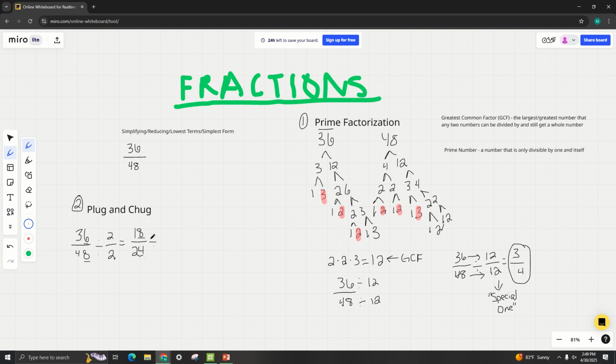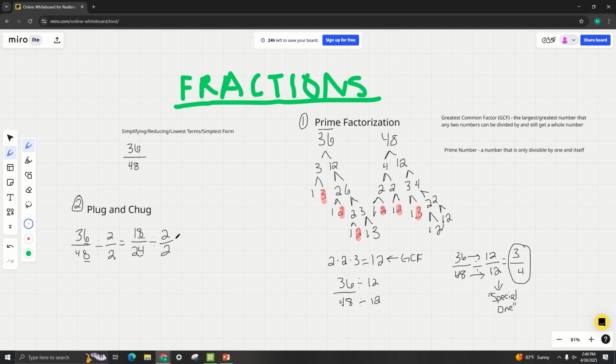You could definitely divide by 6 or 3 at this point. But just for the sake of being like, maybe you don't feel as comfortable with your math facts, you're not quite sure how to go about it. You just know they're both even. I can divide by 2. Let's stick with that.